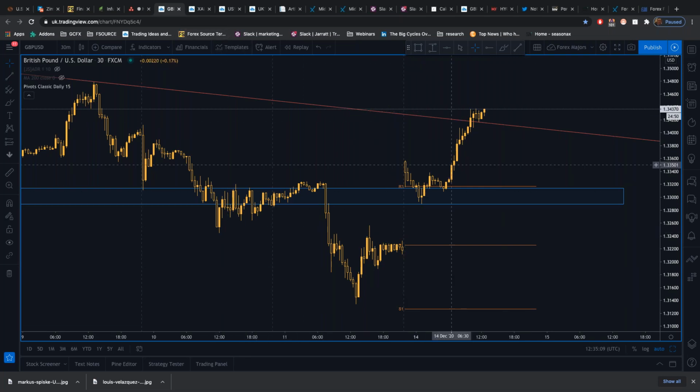So here's a few things. We are expecting, as long as Brexit sentiment remains, any retracement back to that 1.3300 level, we're expecting to find buyers.